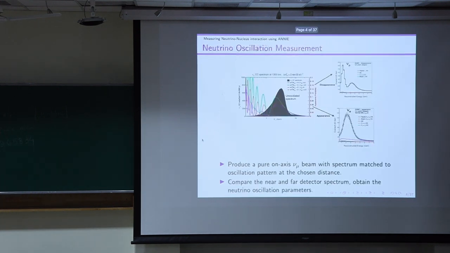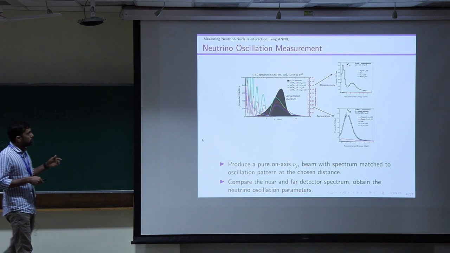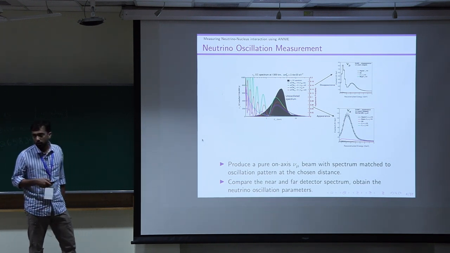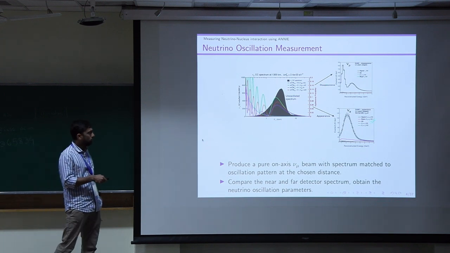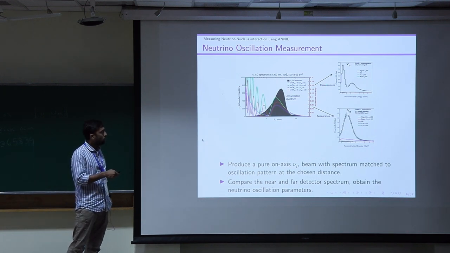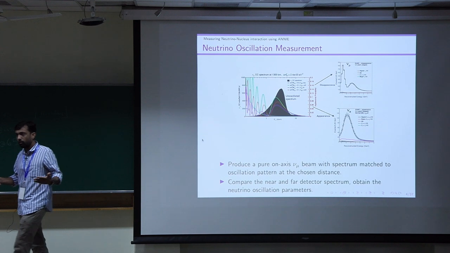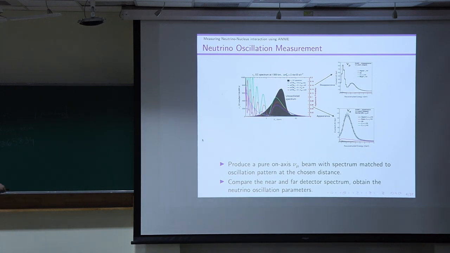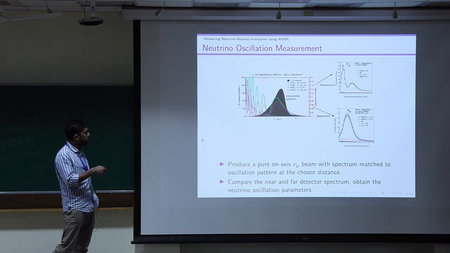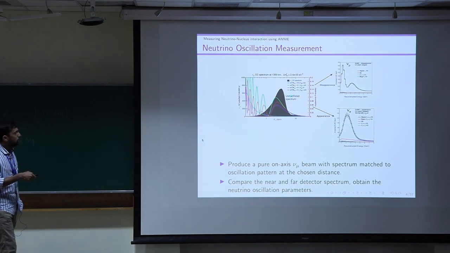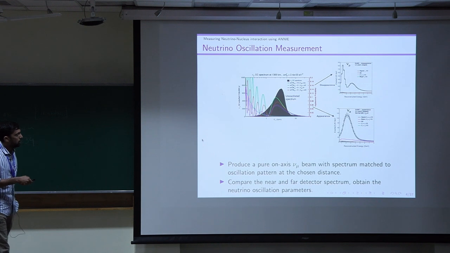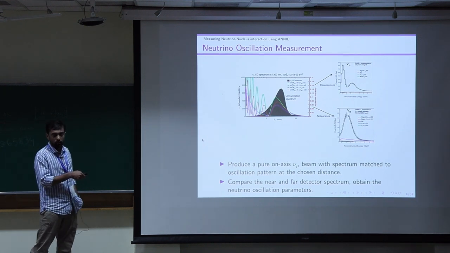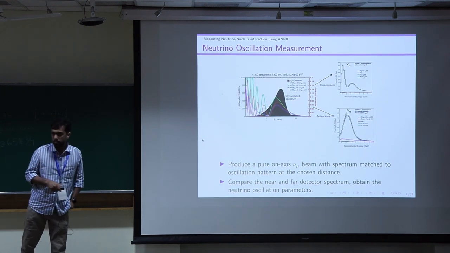Now I am coming back to the general philosophy of these long baseline neutrino experiments. You will have a near detector spectrum and a far detector spectrum, and then you multiply this spectrum by the oscillation probability, and then you extract the neutrino oscillation parameters. Here you can see in different colors the neutrino oscillation probability and how it varies with different values of two parameters: one is sin squared theta 13 and the other one is delta CP.